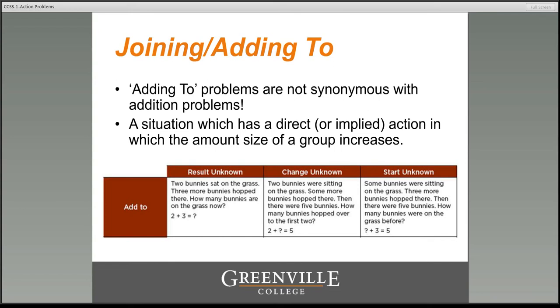However, when children begin problem solving, they act the situations out. So children themselves tend to attend to the joining action more than how we as adults would classify this particular kind of problem.